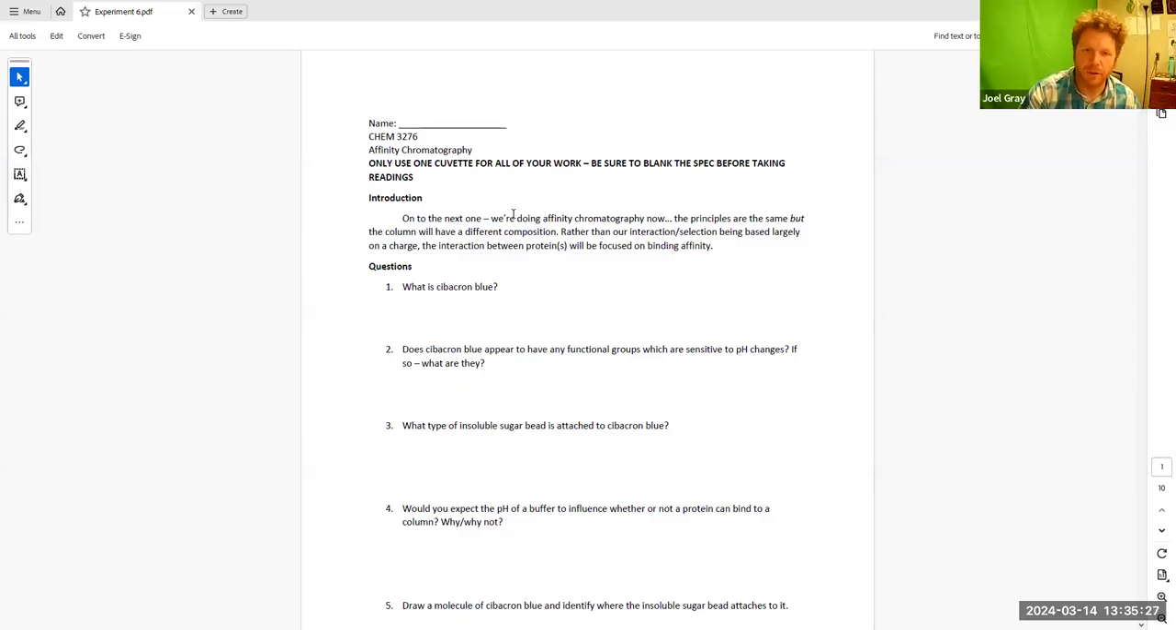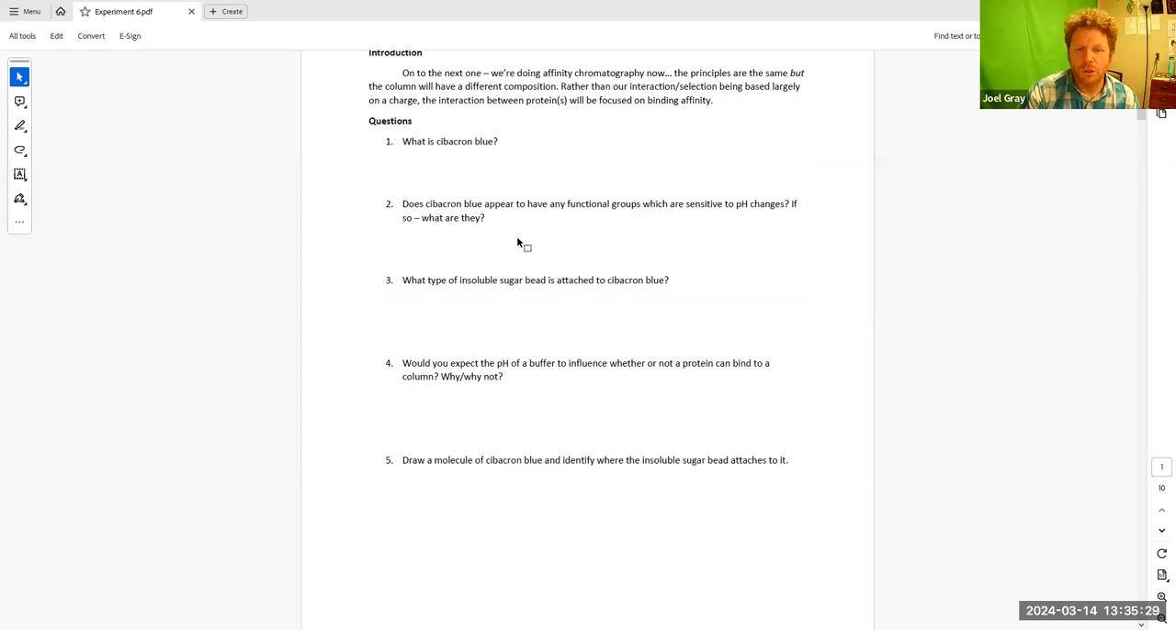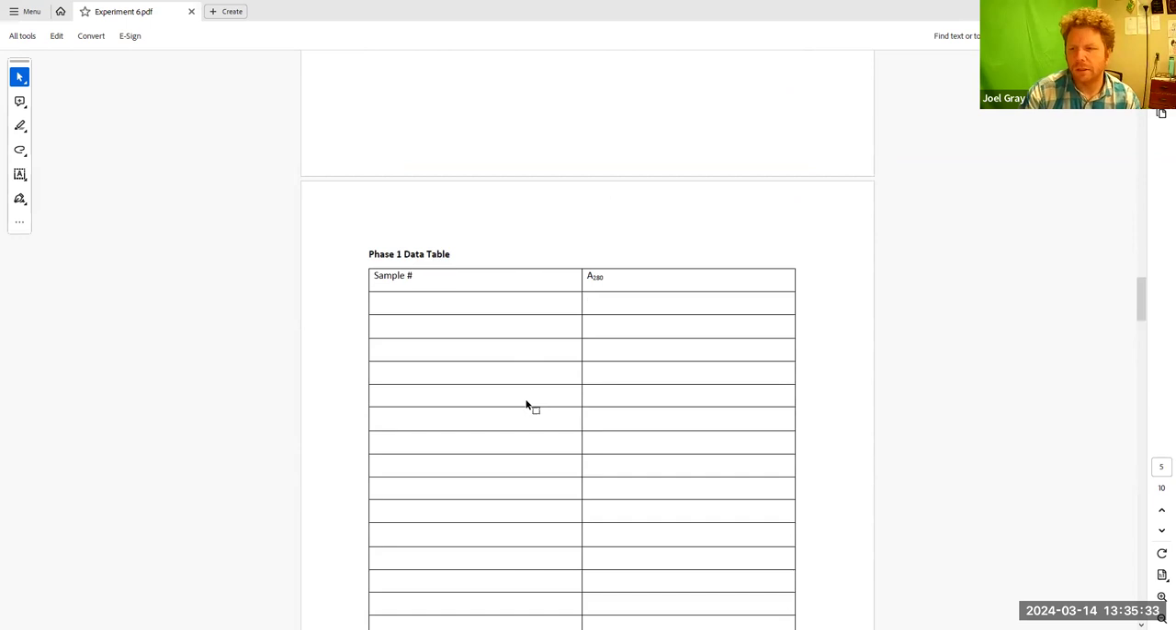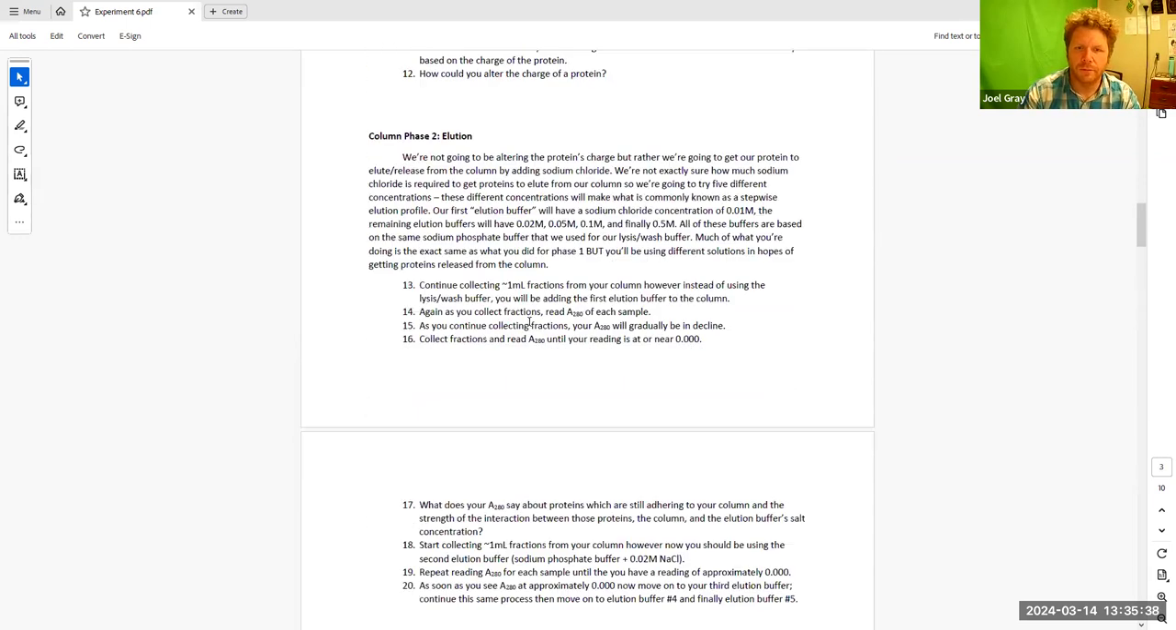And I wanted to share with y'all, first of all, the experiment that we're doing. Let me pull that back up. Here we go. So here's the experiment. Here's the worksheet that you're going to be filling out. There's a couple of questions about Cibacron blue. And then at the bottom of it, there's lots of data tables. So basically, the last five pages are data tables.